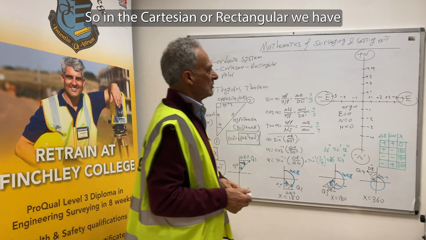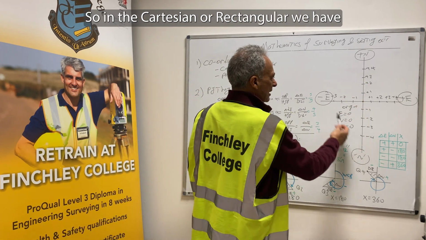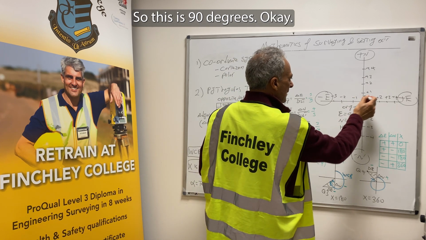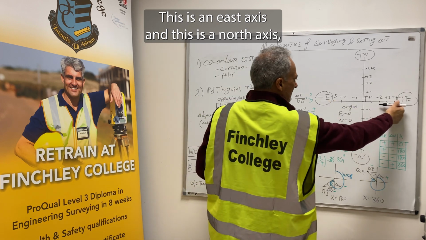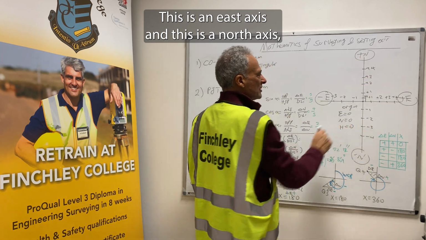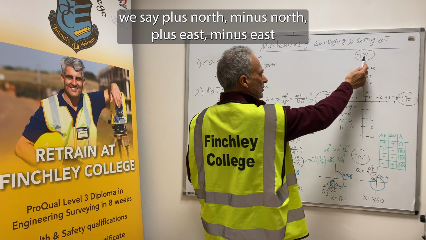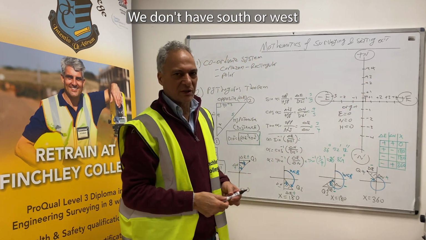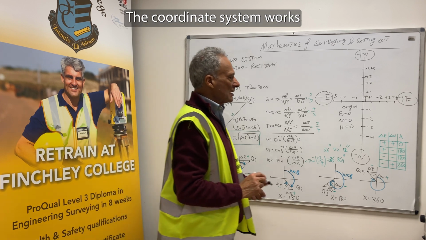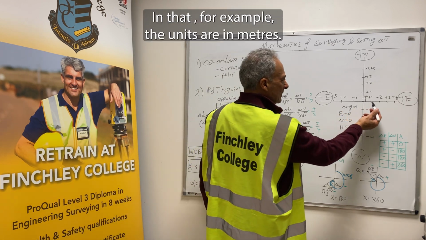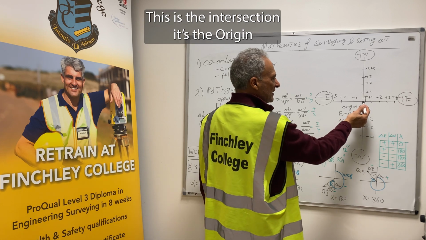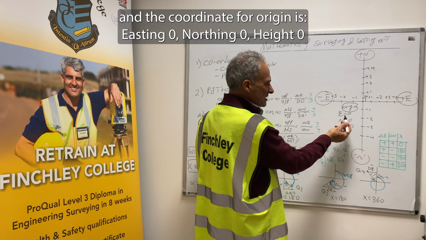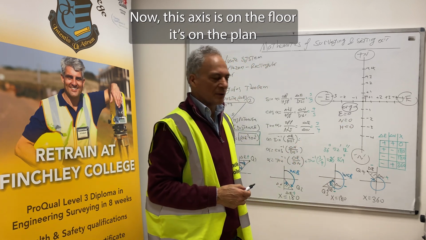So in the Cartesian or rectangular, we have two axes at 90 degrees. So this is 90 degrees, okay? This is an east axis and this is a north axis. We say plus north, minus north, plus east, minus east. We don't have south or west. For example, the units are in meters. This intersection is the origin, and the coordinate for origin is easting 0, northing 0, and height 0.